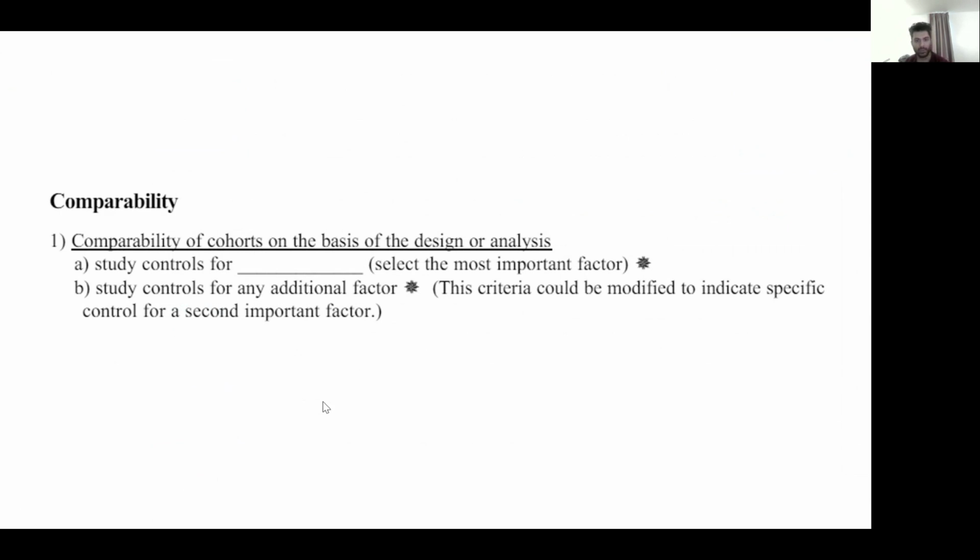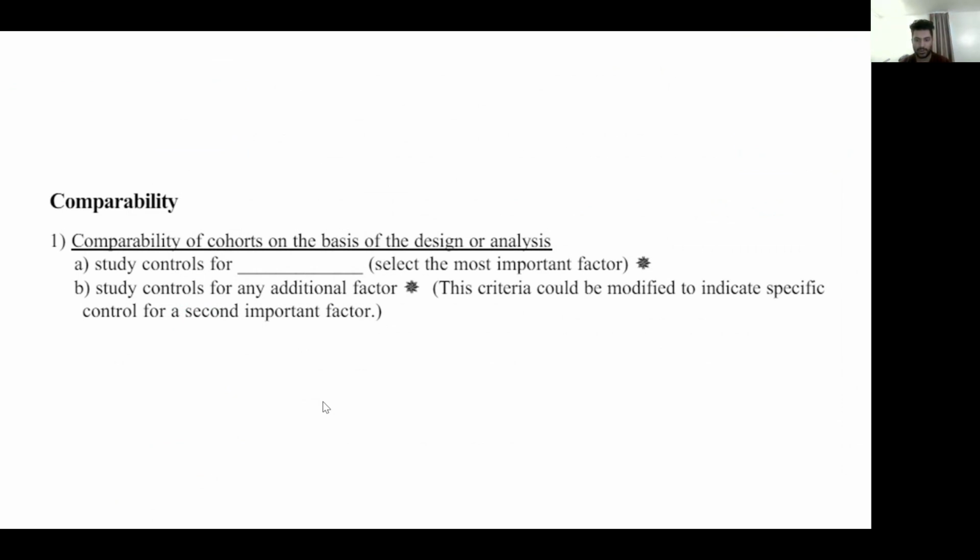So comparability of cohorts on the basis of design or analysis. The study will control for multiple things that will determine whether the cohorts are the same or not. So it needs to control for 2 things at the very minimum. Otherwise, it's probably wrong, like there's something going wrong there. But ideally 2, it might be 1. So you get a star for each. And this is the only time you do this in Newcastle-Ottawa.